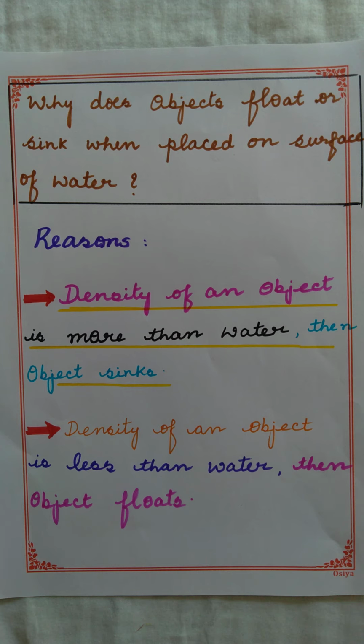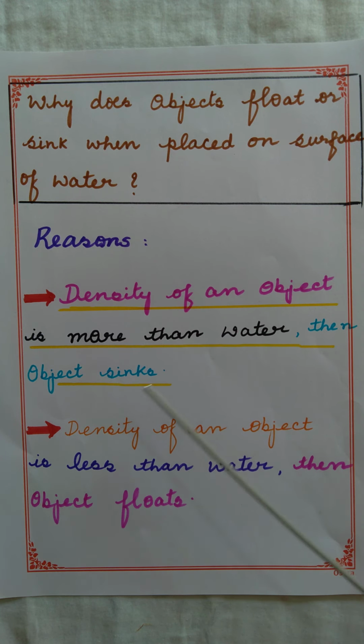Consider another activity in which we take a plastic bottle. Try to immerse it in the water. What happens? Whether it floats or sinks? Yes, it floats, right? The reason is the density of a plastic bottle is less than water, and hence the object floats. Therefore, when the density of an object is more than water, then the object sinks. When the density of an object is less than water, then the object floats.